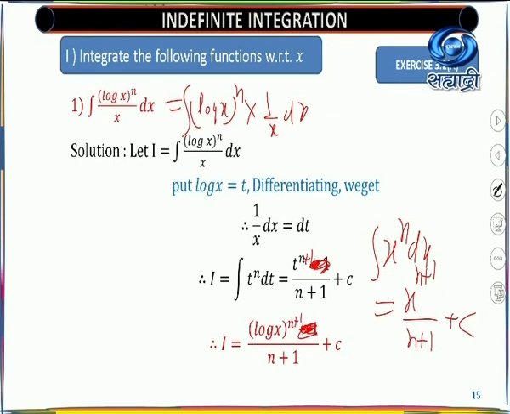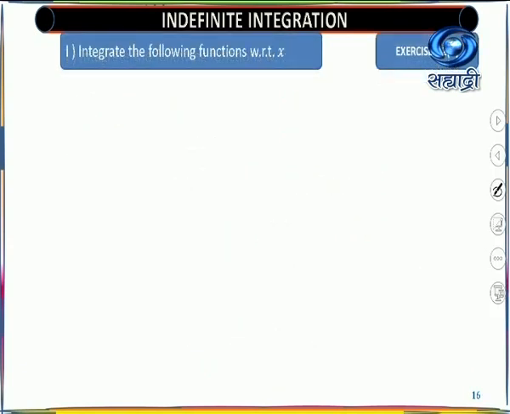And if you substitute your value, it is a resubstitution, because here it is substitution and again you are substituting whatever the previous value is. So log x raised to n plus 1 upon n plus 1 plus constant of integration. Next example, that is integral of 1 plus x upon x into sine of (x plus log x) dx.